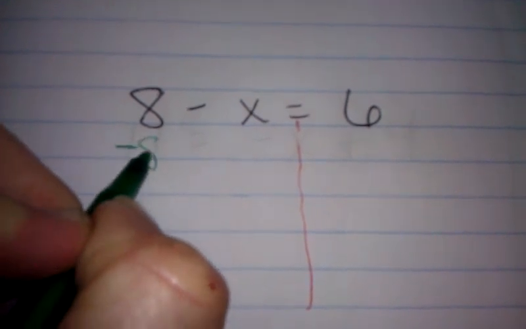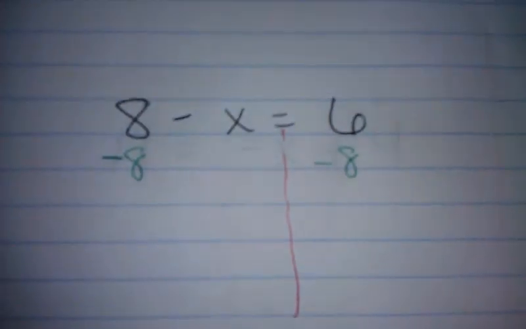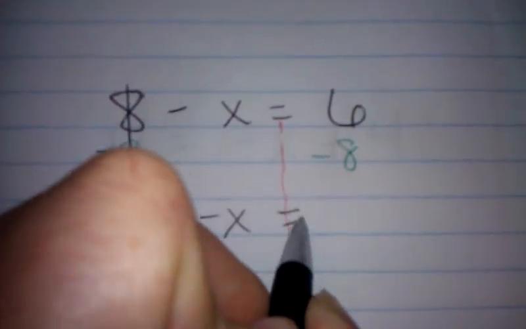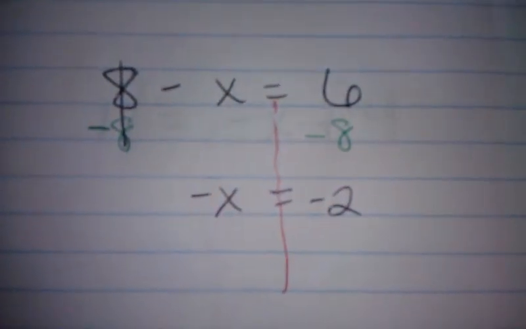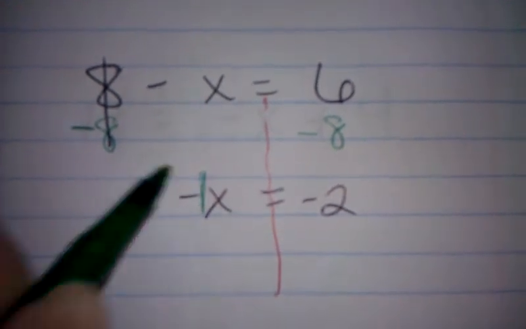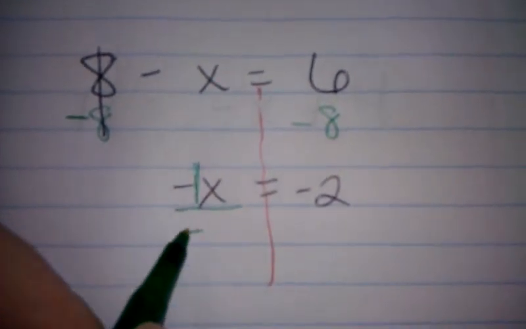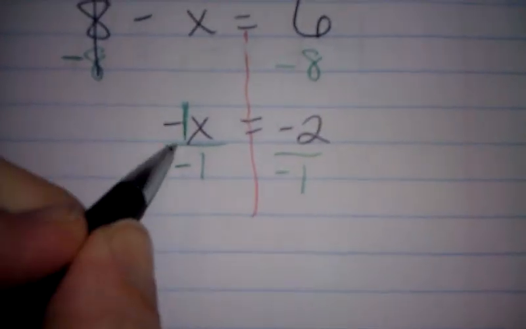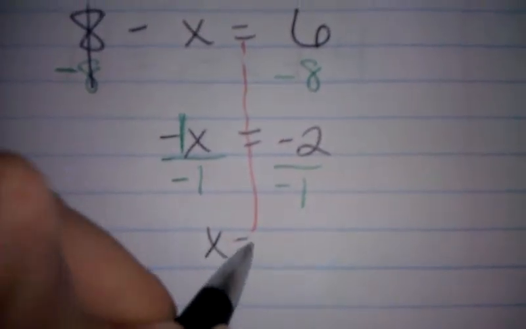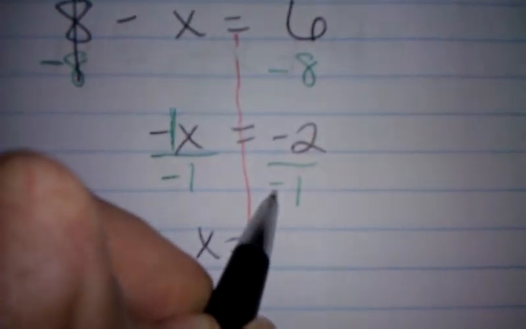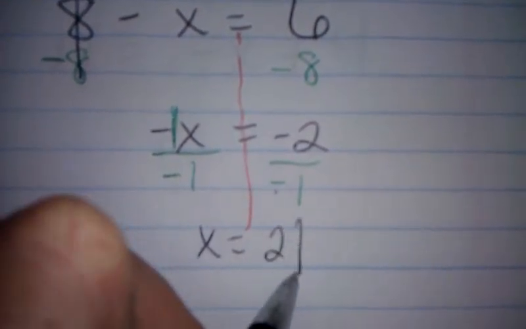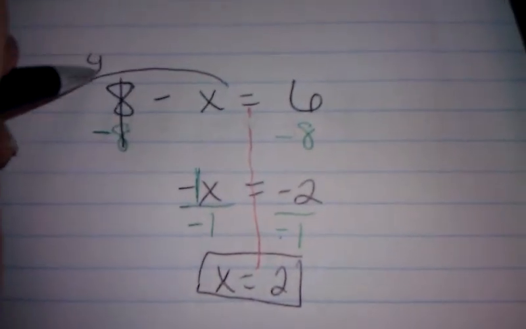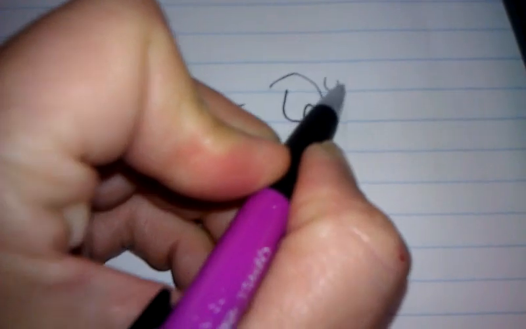You have to subtract 8 from each side. These cancel. I get -x equals -2. This is the same as a -1. You need to divide each side by -1. Negative divided by negative is a positive, so x equals 2 divided by 1, which is 2. So now you put the left-hand side into y1, right-hand side into y2.